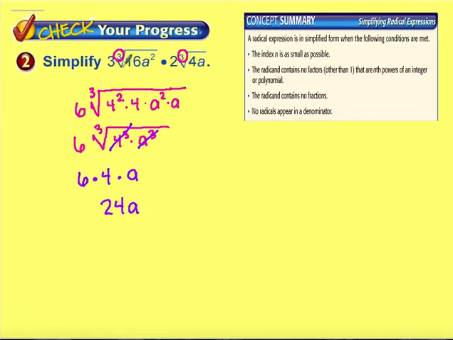Again, because I started with a cube root, I do not need absolute values around my value. I actually lost my index because all of my radicals canceled out. I don't have any more radicals, so I am done with this problem, and it meets all the simplified rules.